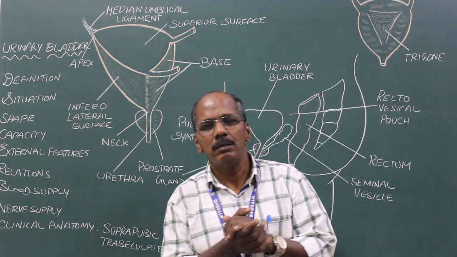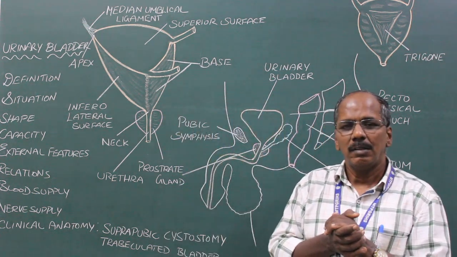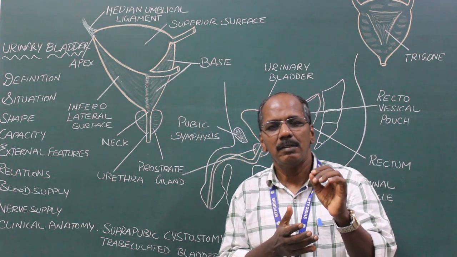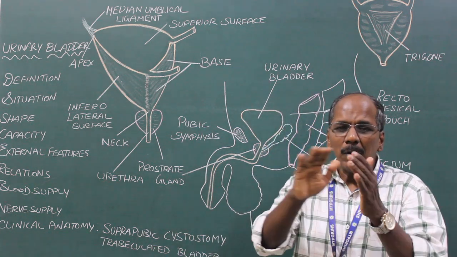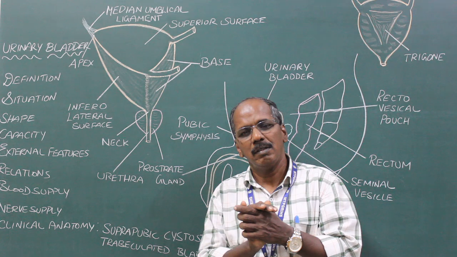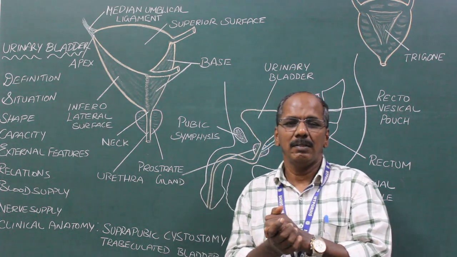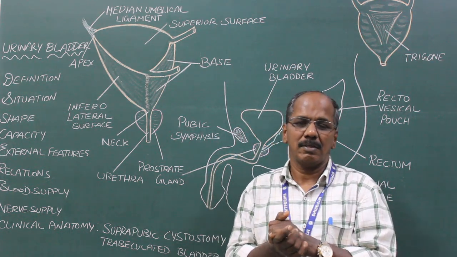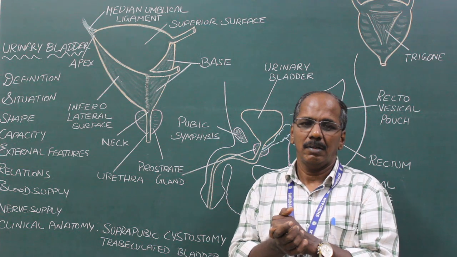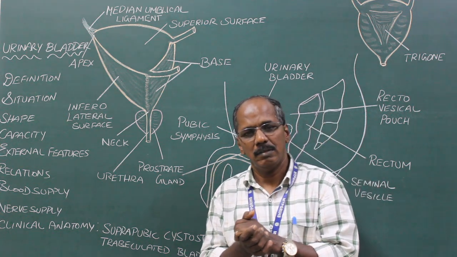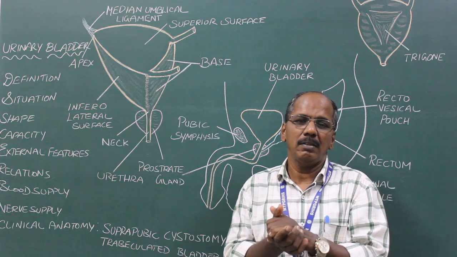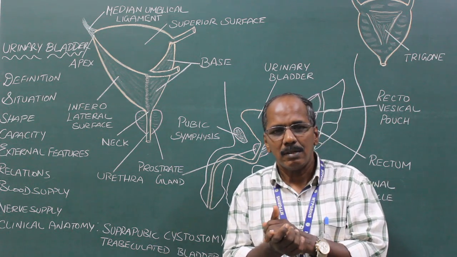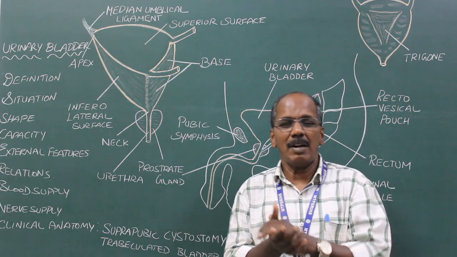Urinary bladder. It is a subperitoneal hollow muscular organ that lies in the lesser pelvis. Situation: it is situated in the anterior part of the lesser pelvis behind the pubic symphysis.